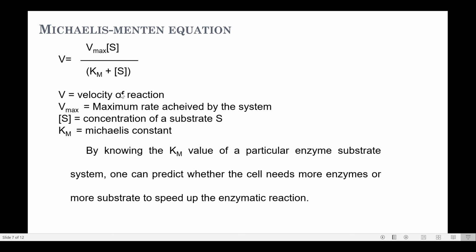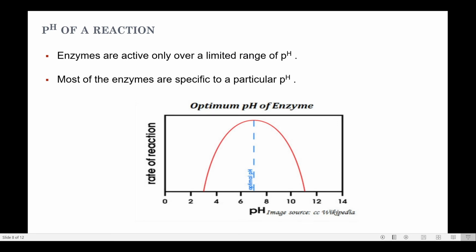The lower the value of Km, the greater the affinity of the enzyme for the substrate. The higher the value of Km, the lower the affinity for the substrate. That is the importance of the Michaelis-Menten constant.